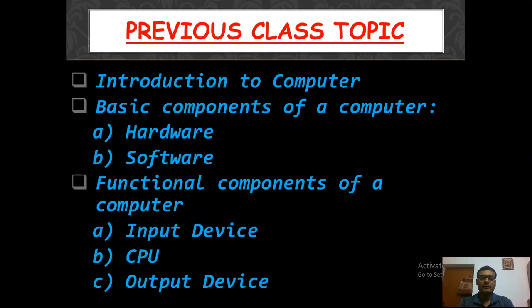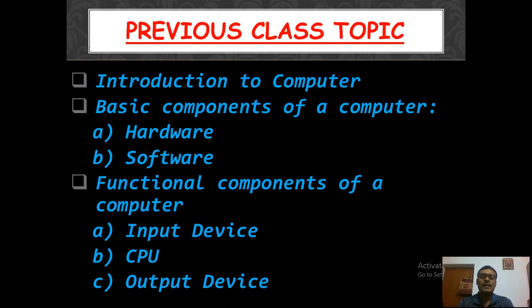Hardware and software are the two basic components of a computer. Those parts of a computer which you can touch and feel are known as hardware. Those parts which you cannot touch and feel are known as software. With the help of software, you can give instructions to the computer for doing any work. Next are the functional components of a computer. Three components are there: input device, CPU, and output device.